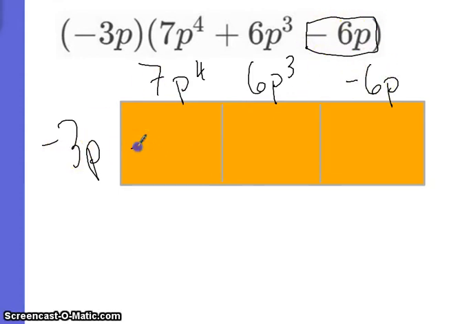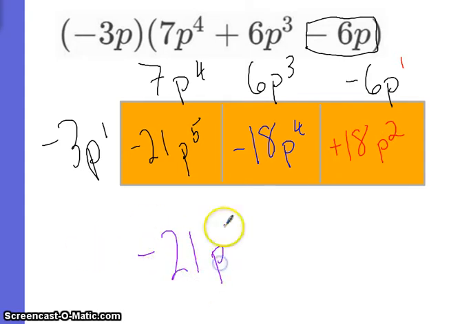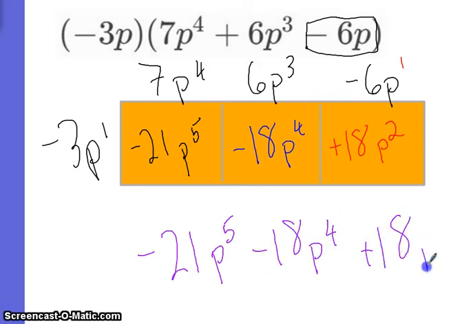And then negative 3 times 7 is negative 21. There's 1p here and 4 p's there to make a total of 5. 6 times negative 3, let me try a different color, is negative 18. And 1 here and 3 here make 4. And then lastly, negative 3 times negative 6 is positive 18. 1 from the top plus 1 from the side make 2. And those are all of different rank. Negative 21p to the 5th minus 18p to the 4th plus 18p to the 2nd. All right, pause here if you're keeping up.